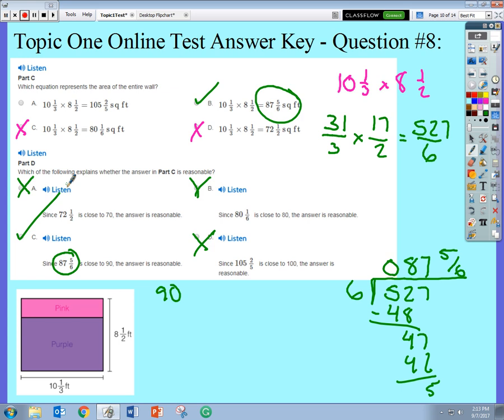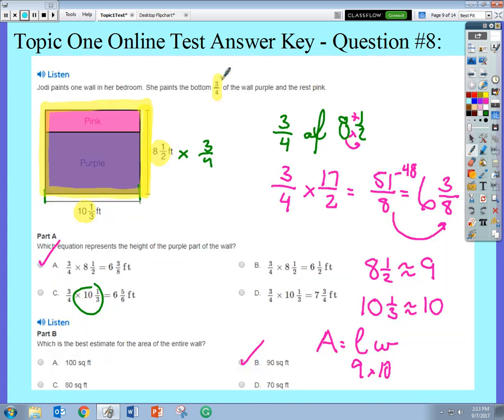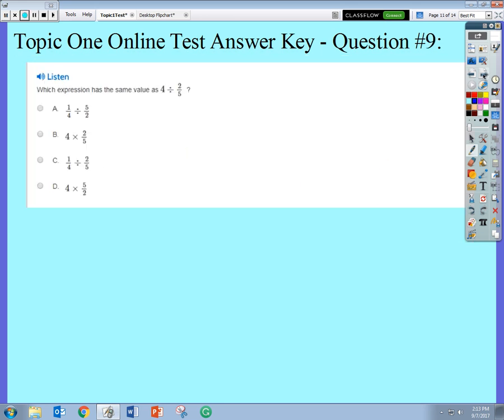But you see how all four of those questions came back to that original illustration of the girl painting the wall and painting 3/4 of the wall, 3/4 of the bottom of the wall. So we're talking about, remember, I talked about the height. We're talking about the height, not the width. All right, let's go on to question 9.